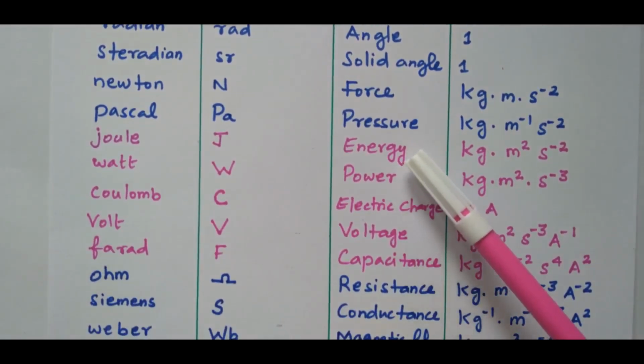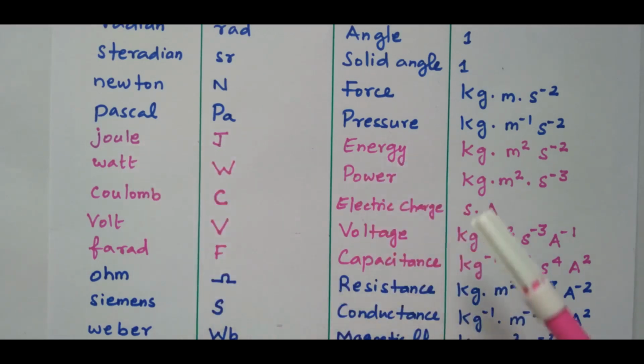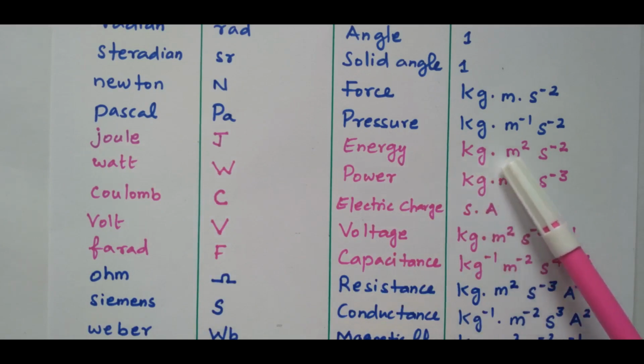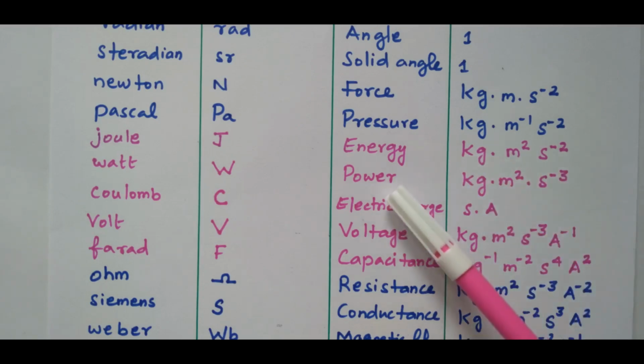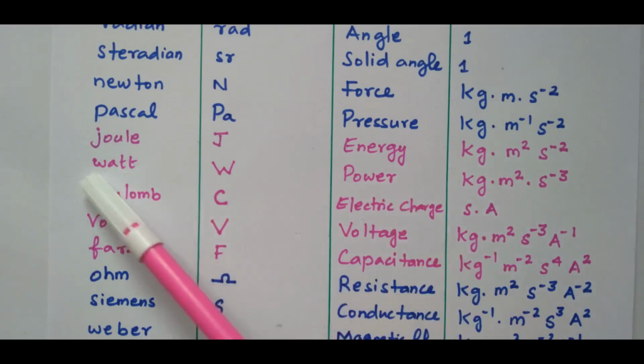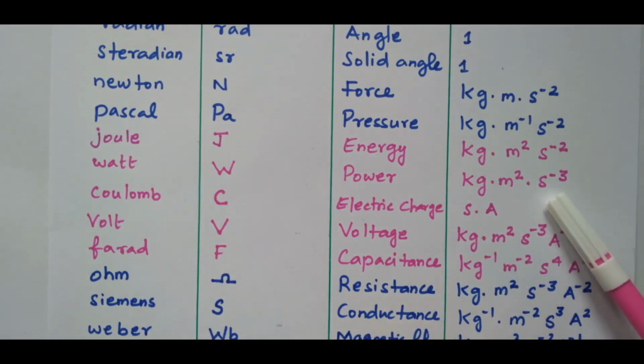Next, energy. For measuring energy, the unit is joule, represented by J. What are the base units? kg·m²·s⁻². Then power. For power, the unit is watt, represented by W. What are the base units? kg·m²·s⁻³.